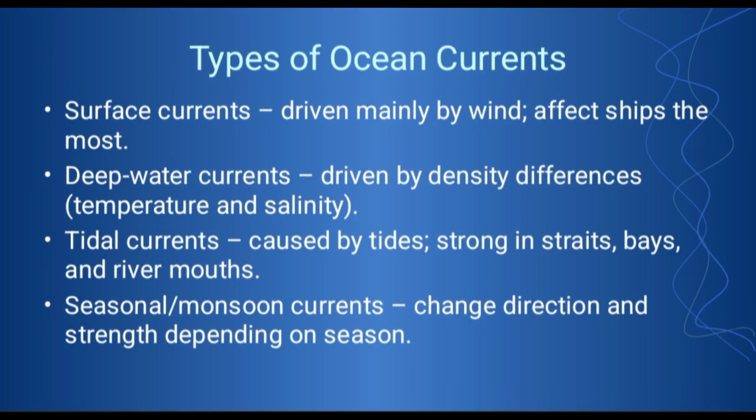So there are four types of ocean currents. The first is the surface current. It is driven mainly by the wind and affects ships the most. The next one is the deep water currents. It is driven by density differences, the temperature, and the salinity. The third one is the tidal currents. It is caused by the tides, strong in straits, bays, and the river mouths. And the last one is the seasonal or monsoon currents. It changes the direction and the strength depending on the season.